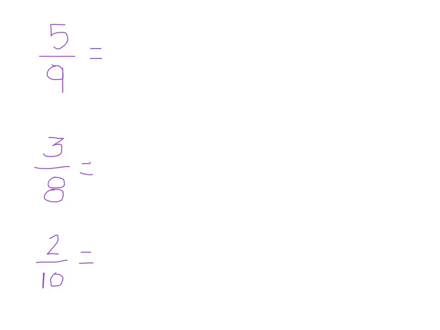Now I'm going to show you how to write fractions as multiples of unit fractions. Now remember, a unit fraction is a fraction with a numerator of 1. So I'm going to take my fraction 5/9 and I'm going to write it as a multiple of a unit fraction. And remember, a multiple is a product of two numbers. So 5/9 is going to be the product or the answer when I multiply two numbers together.